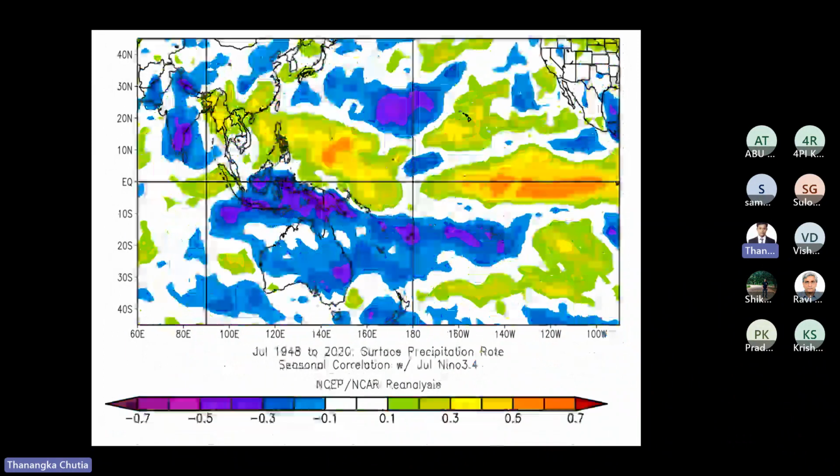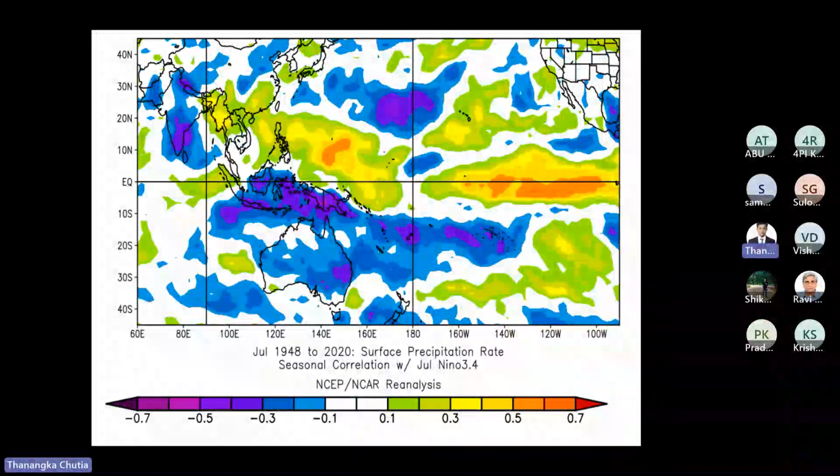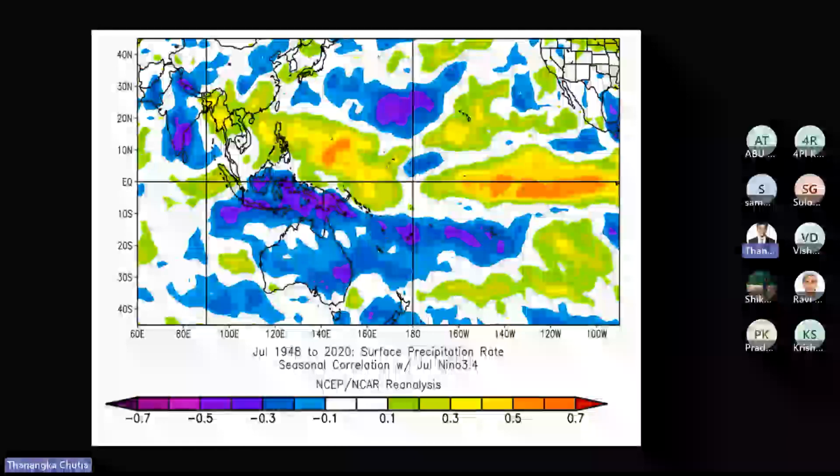Now, why I'm saying all this is because this is what I'm normally used to seeing. This is the correlation between Nino 3.4 and rainfall in the tropics. Okay, this is the classic picture. All of you know it.